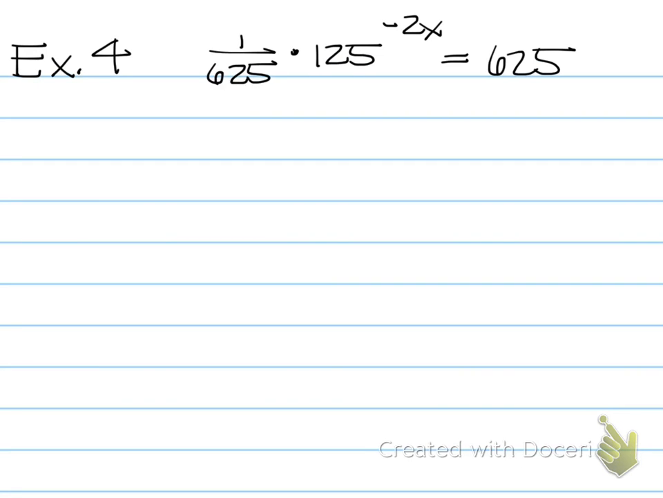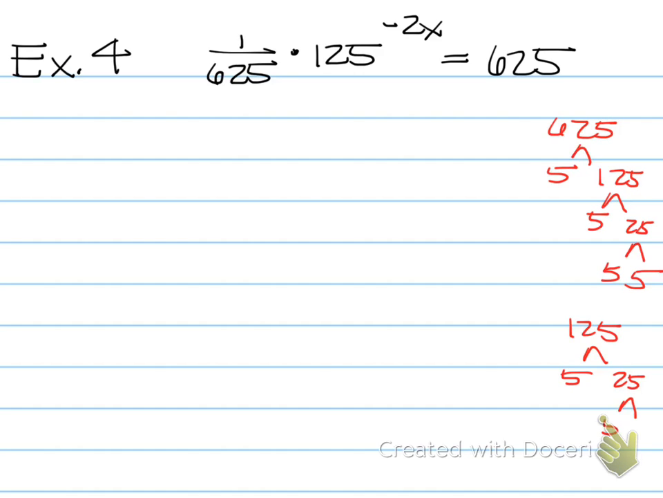Next, we want to rewrite the 625s and the 125s as exponents. 625 we can rewrite as 5 to the 4th power. 125 we can rewrite as 5 to the 3rd power. And then we want to rewrite that 1 over 5 to the 4th power as 5 to the -4th power.